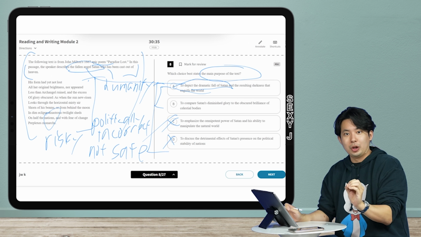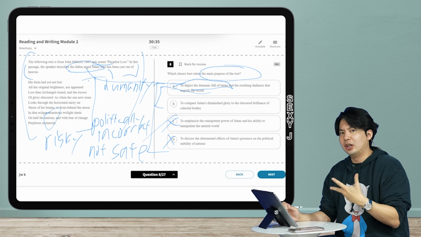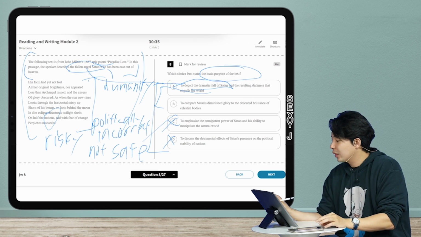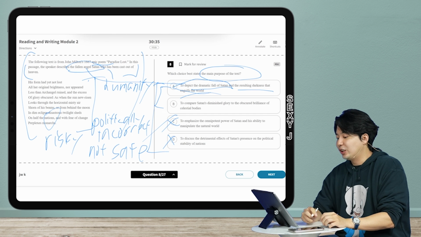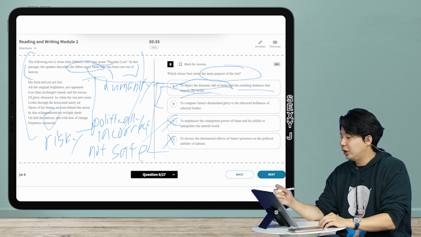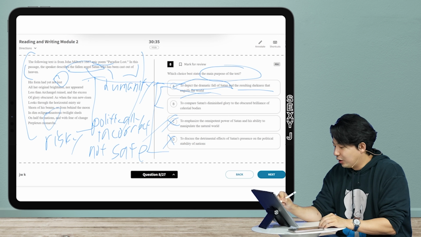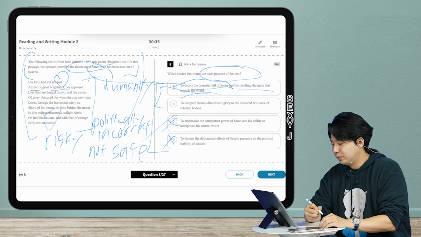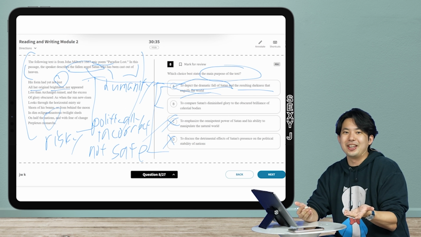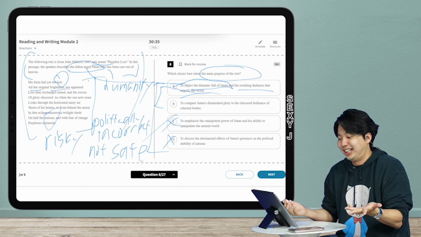Okay, that works. Let's check the second part. Let's put pressure on that phrase, because I know I'm going to be expecting a trap there. The resulting darkness that engulfs the world. Let's look here. Not lost all her brightness. You can kind of stop there, right? You didn't lose the brightness, so that's not darkness.